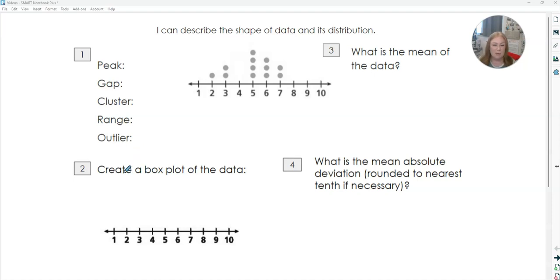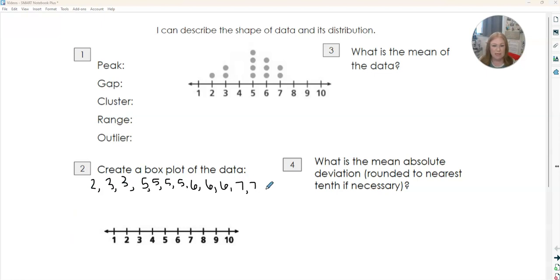Okay, number two, we're going to create a box plot of the data. So the very first thing we need to do is list all of the dots in order. So we have a 2, we have a 3, then another 3. So go ahead and finish listing your dots. Go ahead and pause, list out the dots. You should have 12 numbers when you're done.